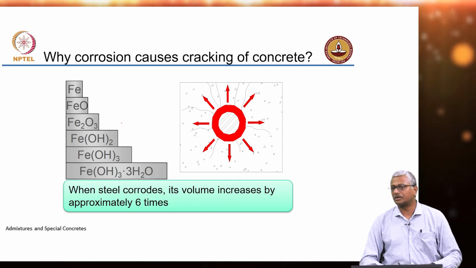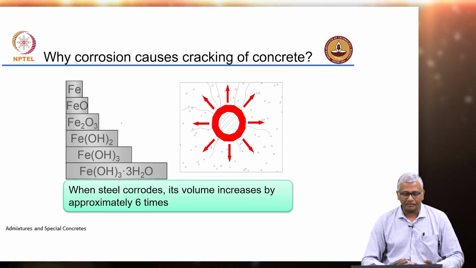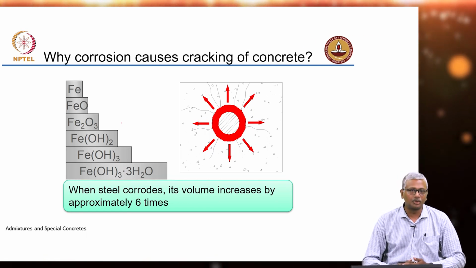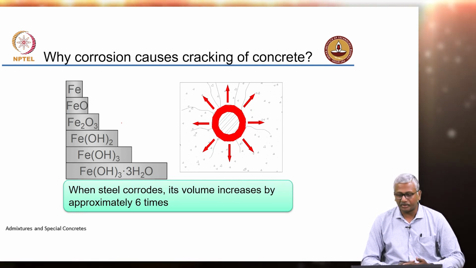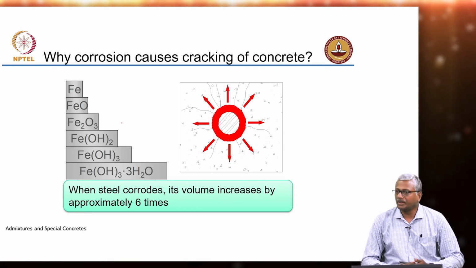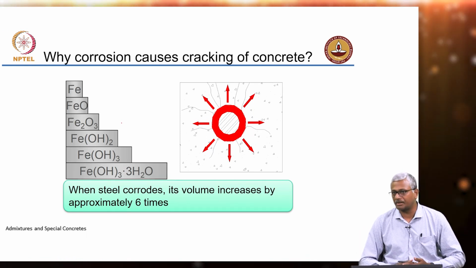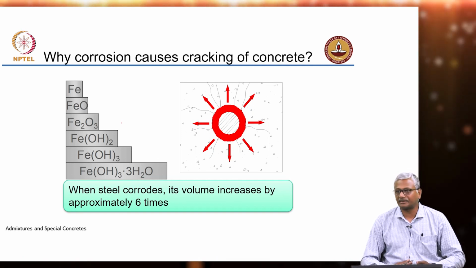And corrosion or rust formation essentially leads to cracking. And why does this cracking happen? Because your oxides and hydroxides of iron have a much greater volume than the original steel. Up to 6 to 8 times increase in volume can actually happen when steel corrodes, leading to distress or tension in the concrete outside, and tension in concrete is always accompanied by cracking. Okay.